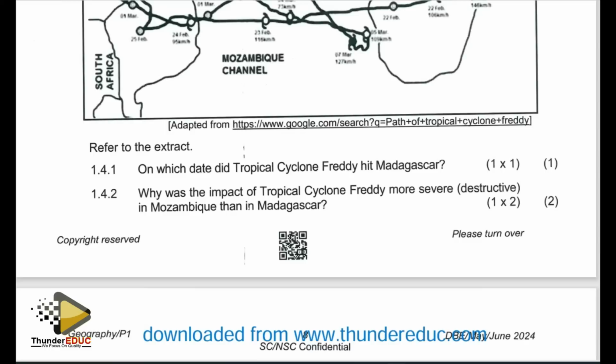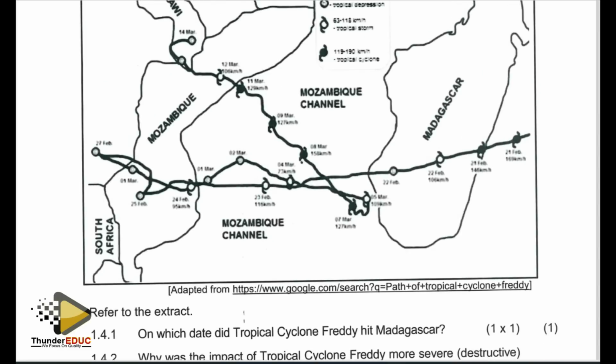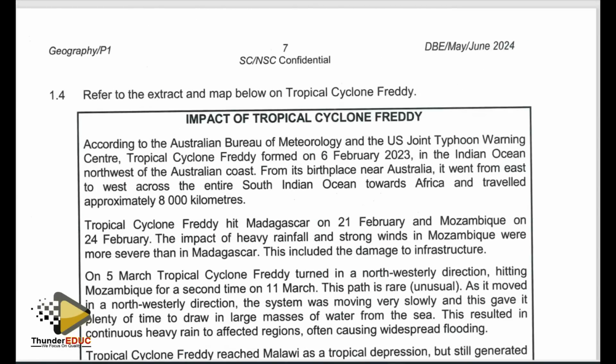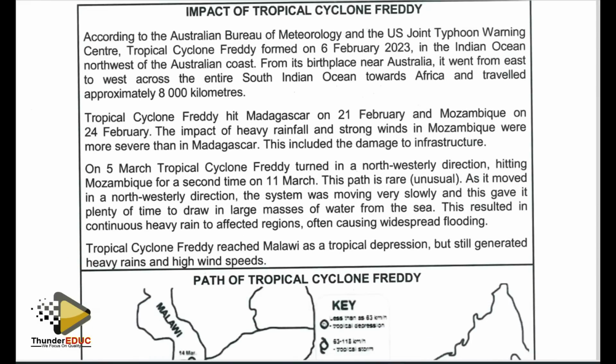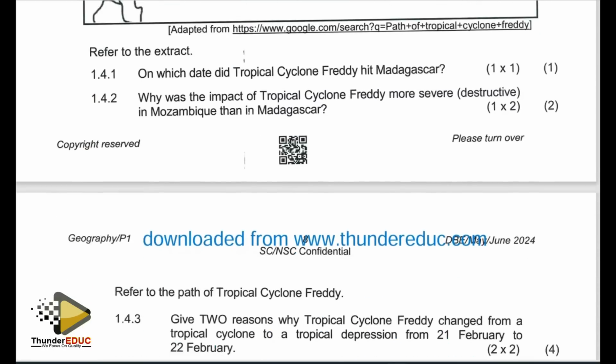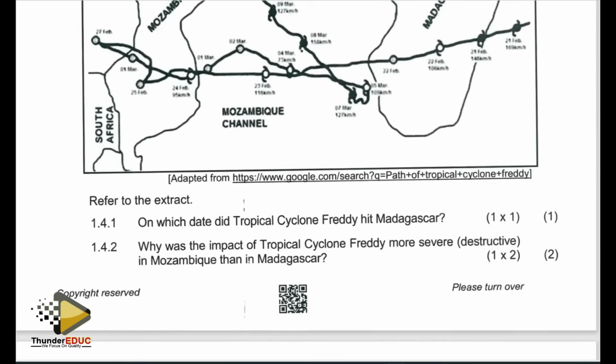Number 1.4.1. It talks about on which date did tropical cyclone Freddy hit Madagascar. I think that is basically extraction. The answer is there in the extract where it says tropical cyclone Freddy formed on 6 February in the Indian Ocean, northwest of Australia. Tropical cyclone Freddy hit Madagascar on 21 February and Mozambique on 24 February. So basically our answer, we were worried about Madagascar. The answer is straightforward from the extract, which implies that the correct response is the 21st of February 2023. That is when it hit Madagascar.